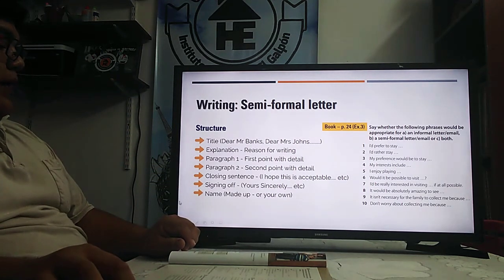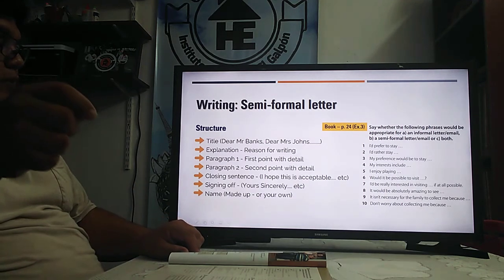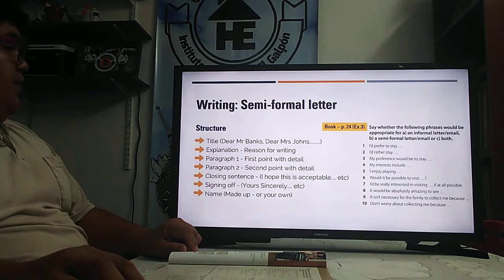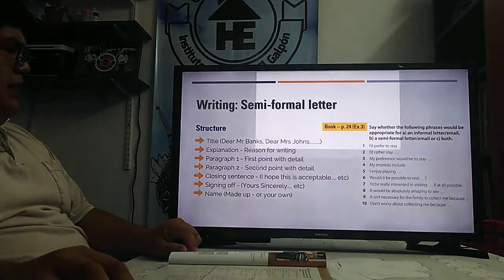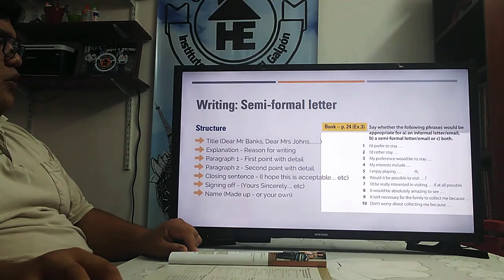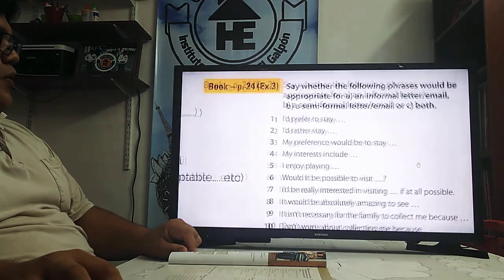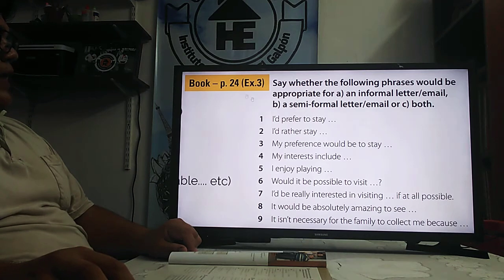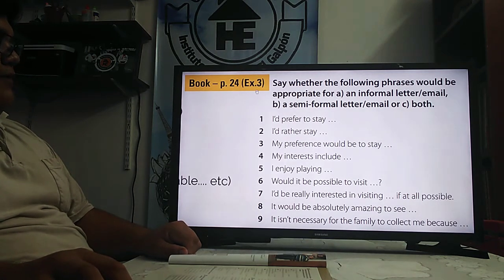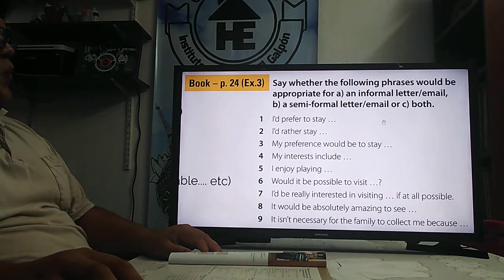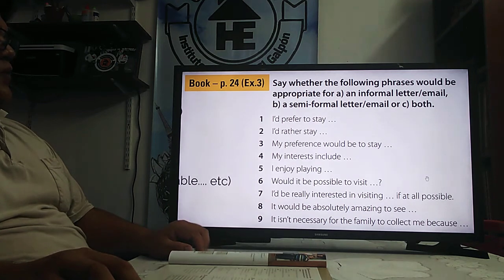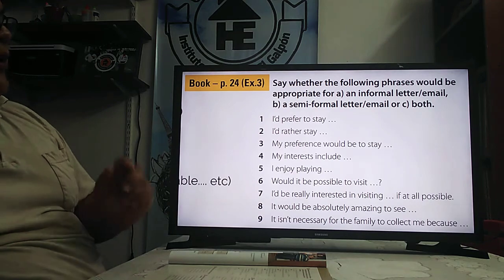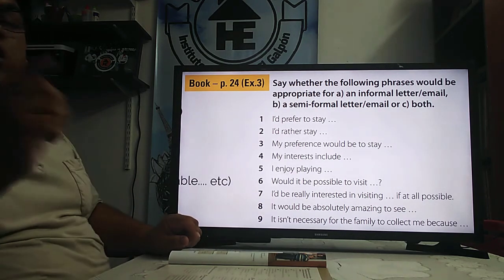And the name, okay? The name is the made up, that is the signature, and then you write it clearer. This is from the internet, so you're not going to find it in the book, but this is from the book. So here you have 2. It is from the book, page 24, exercise 3. Say whether the following phrases would be appropriate for an informal letter or email, or a semi-formal letter or email, or both.